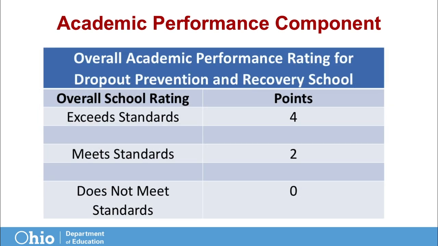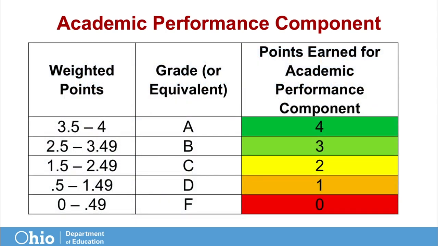Each dropout prevention and recovery school receives an overall school rating of either does not meet standards, meets standards, or exceeds standards. The overall school rating of each dropout prevention and recovery school will be converted to a 0 to 4 scale, with the rating of exceeds standards equaling 4 points, meets standards equaling 2 points, and does not meet standards equaling 0 points. Once each school's performance is weighted by its average daily membership, or ADM, the weighted points are summed, and relevant changes in the portfolio are addressed. The weighted points are converted to academic performance points using standard rounding rules to create the table seen here.